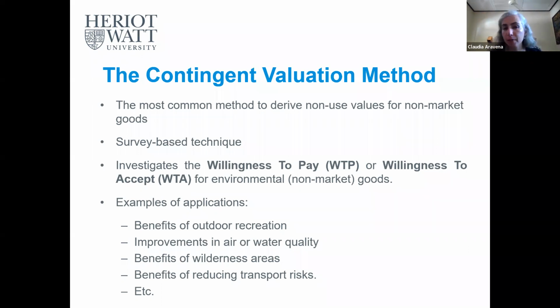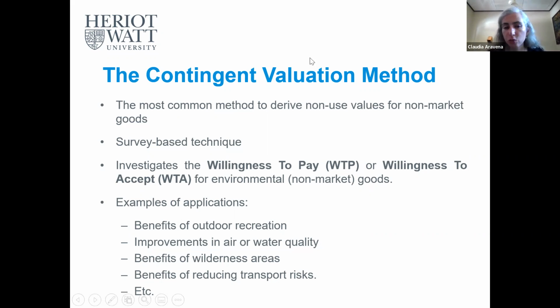The first method with a stated preference is the contingent valuation method. I don't know if you have heard about this before, but the contingent valuation method is the most common method to value non-market goods. And it's the most common method basically for deriving non-use values. Remember, we said the other methods will only take direct and use values, while with stated preference, we are able to obtain non-use and use values, or option, existence values, and use values.